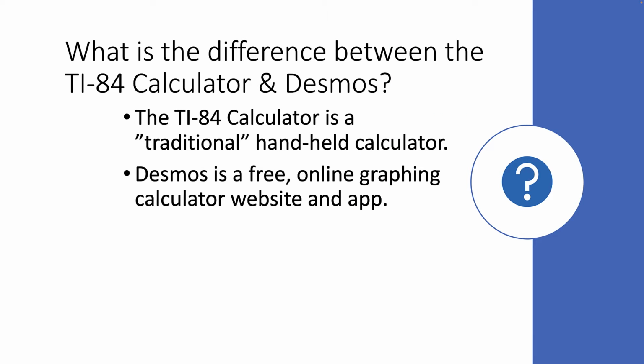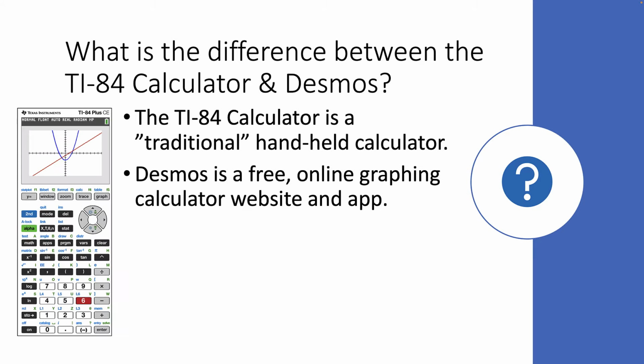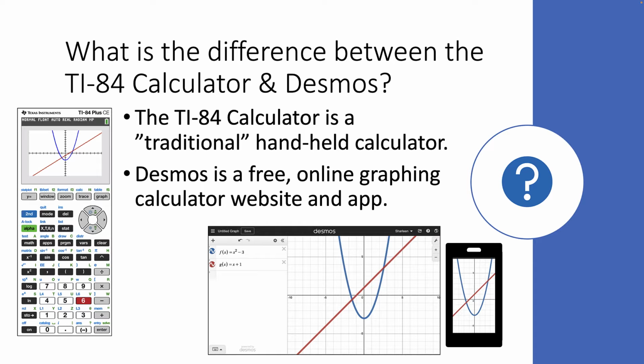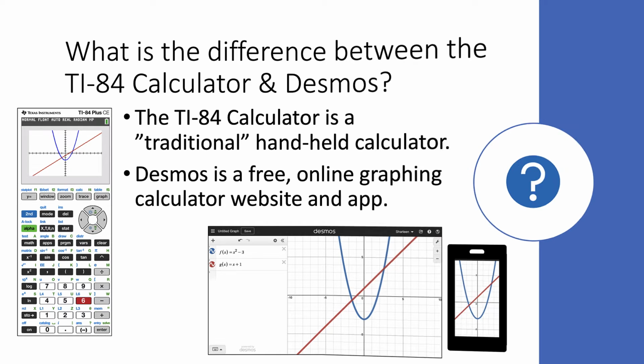One of the most common questions that I get is, what is the difference between the TI84 calculator and Desmos? The TI84 calculator is a traditional handheld calculator. Even if you haven't used a graphing calculator before, you've probably used a traditional 10-key calculator or a 4-function calculator with add, subtract, multiply, and divide. And this is based off of that concept, except it also graphs functions and does a variety of other things. Desmos is a free online graphing calculator website, and they also have a companion app for iPhones and Android phones.